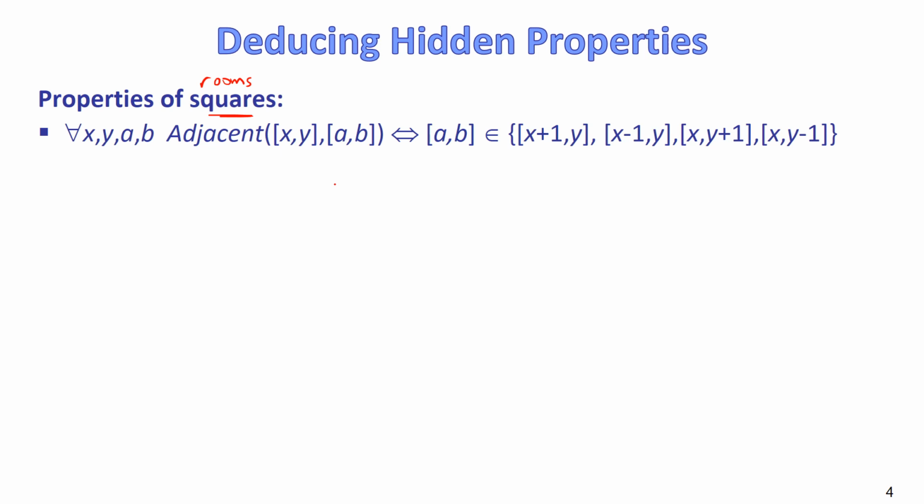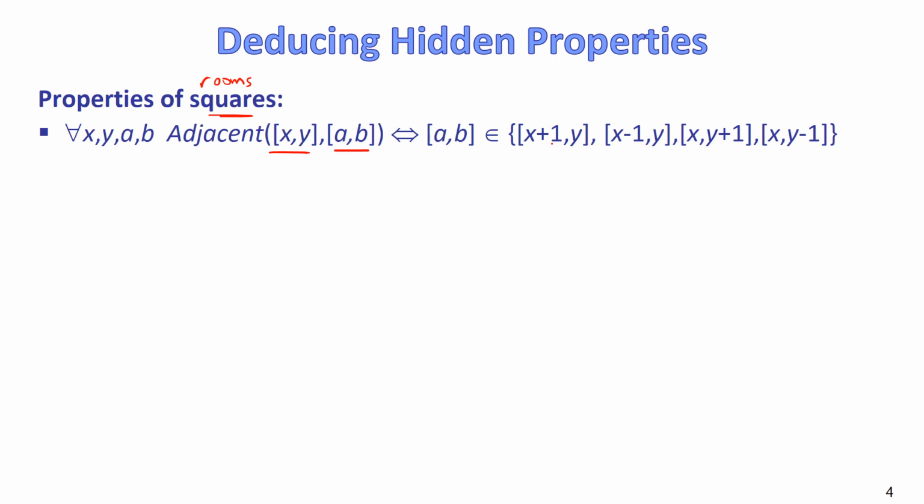So now there is a need to define adjacent rooms. How can we define adjacent rooms? We have the predicate adjacent that takes two rooms with their coordinates, and two rooms will be adjacent to each other if and only if there is one difference in one of the two dimensions. So a, b will be adjacent to x, y if a, b belongs to one of these four elements in that set.